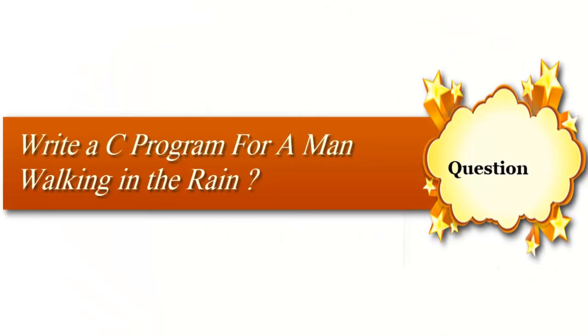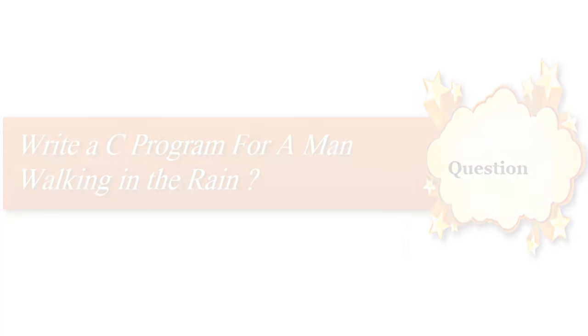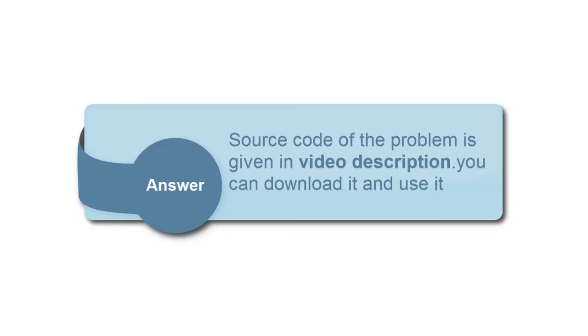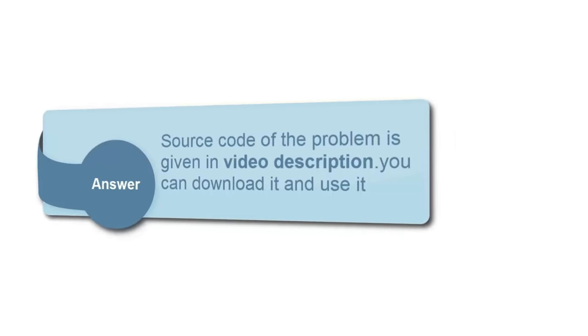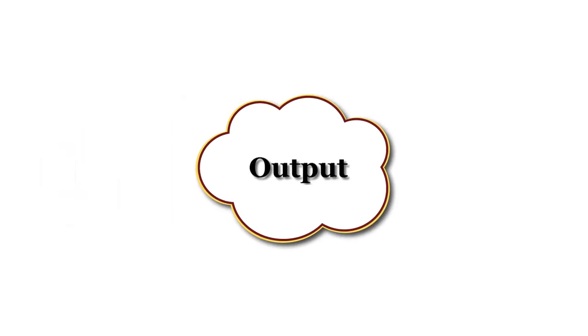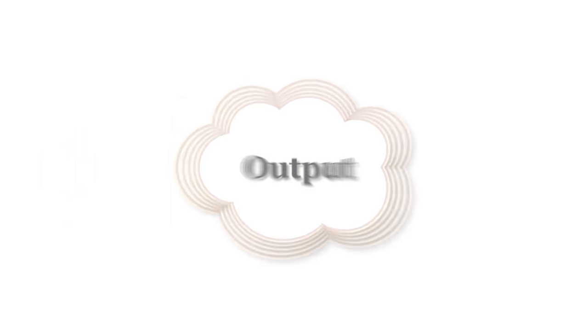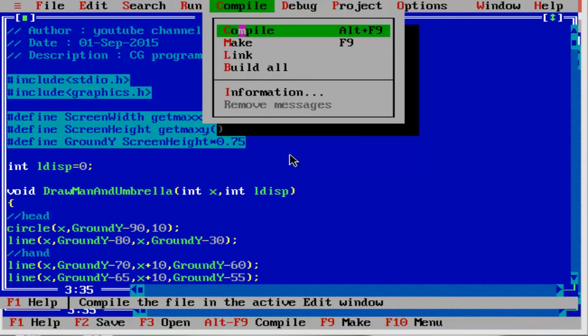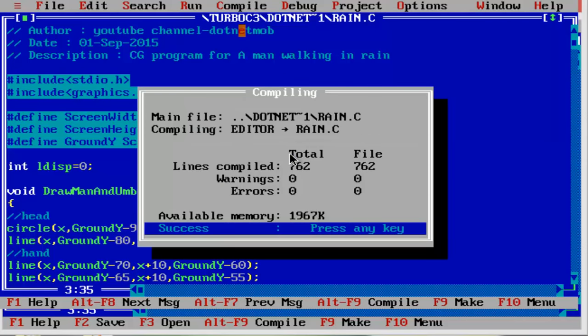Today's question: write a C program for a man walking in the rain. I have solved this problem. Source code for the problem is given below in the video description and you can download it and use it. Output of the program looks like this. First of all, compile it and then run.